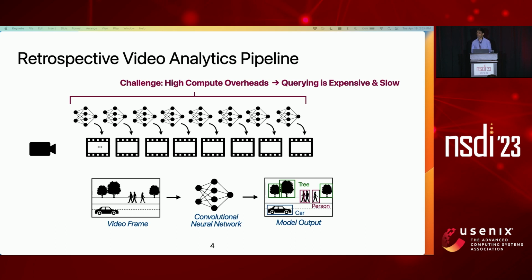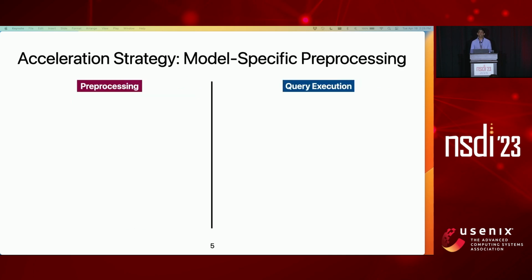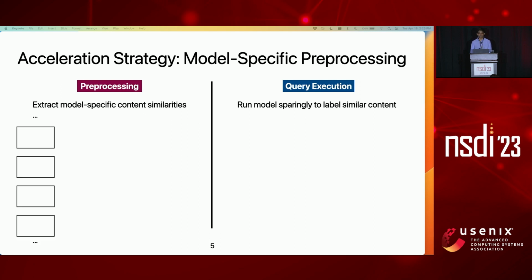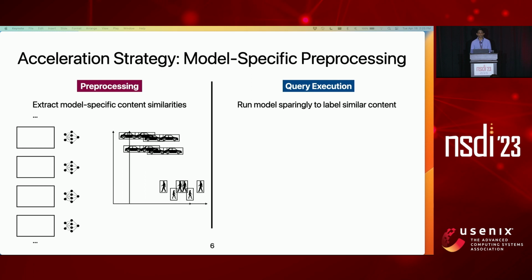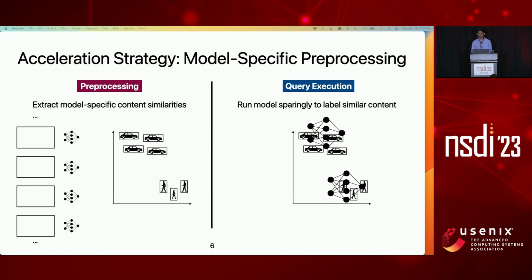To deal with these challenges, a variety of systems have been developed. The predominant approach is to pre-process the video by identifying similar groups of content throughout the video in order to reduce the number of frames on which you have to run the query model at runtime. For example, some systems run a compressed model on the entire video to extract objects. Then, visually similar objects are clustered so that the full model only needs to be run once per cluster.